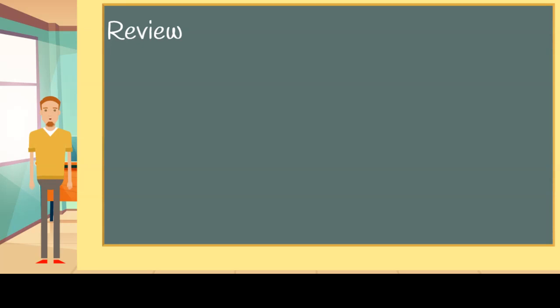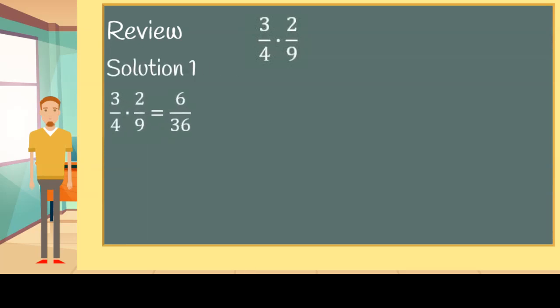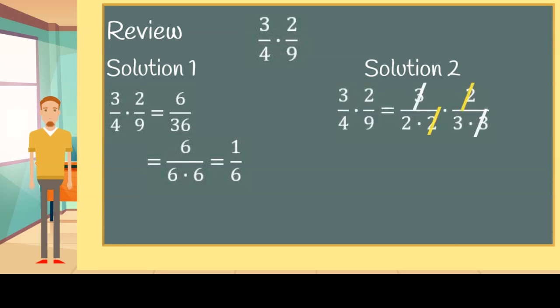Recall how we find the product of 3/4 and 2/9. Multiply the numerators. Multiply the denominators. Then simplify to lowest terms. Or, cancel the common terms vertically or diagonally. Multiply the numerators, then multiply the denominators.